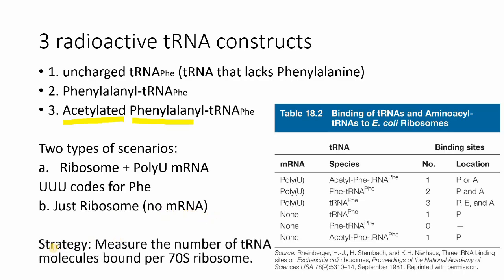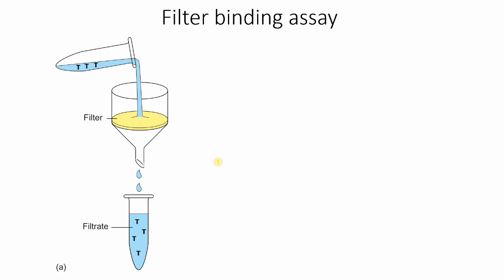And the researchers' strategy? Well, their strategy was to measure the number of tRNA molecules, the tRNA molecules that they created, bound per 70S ribosome. And I say 70S because they got the ribosomes from E. coli. To measure the binding of tRNA to the ribosome, they used a simple filter binding assay.